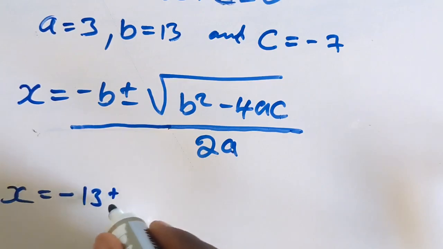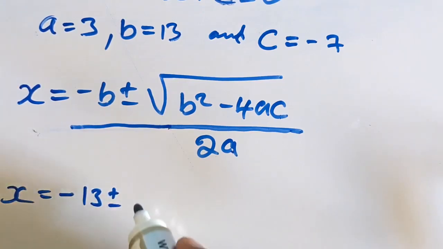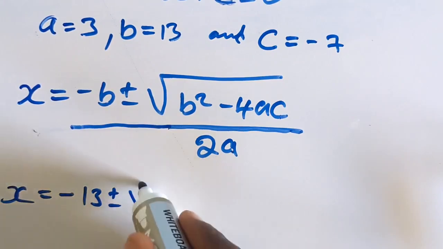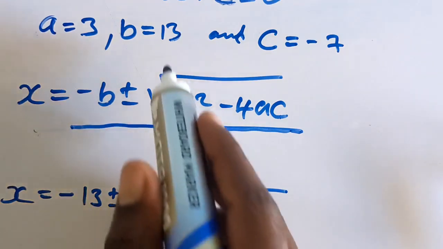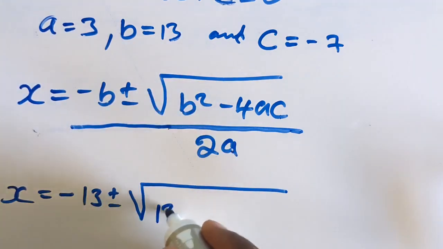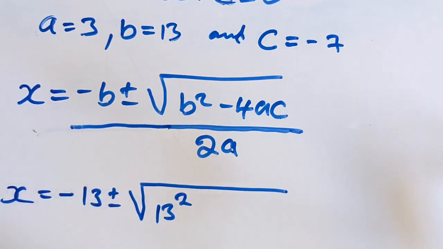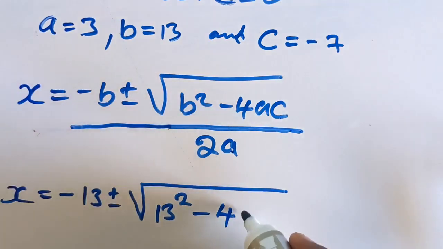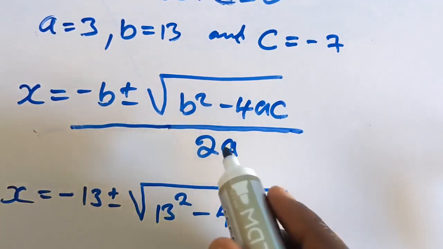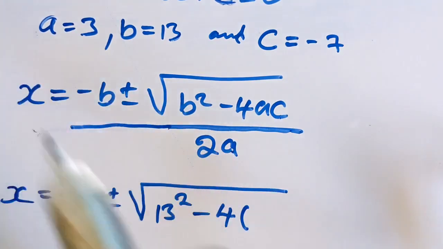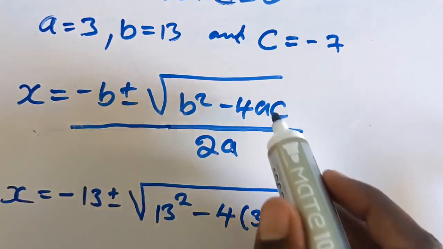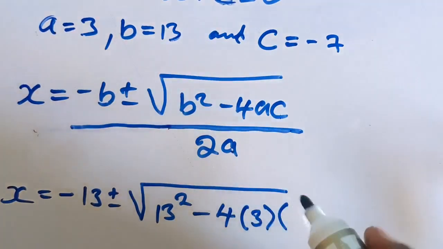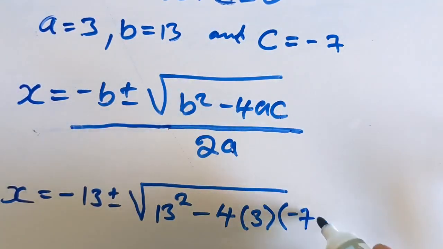As simple as that. Positive or negative, then root, okay? Just copy as it is. So our b is 13, so you just put 13 to the power 2 minus 4, that is a. You open the bracket, what is a? A is 3. So you put 3, open bracket, what is our c? Our c is -7.